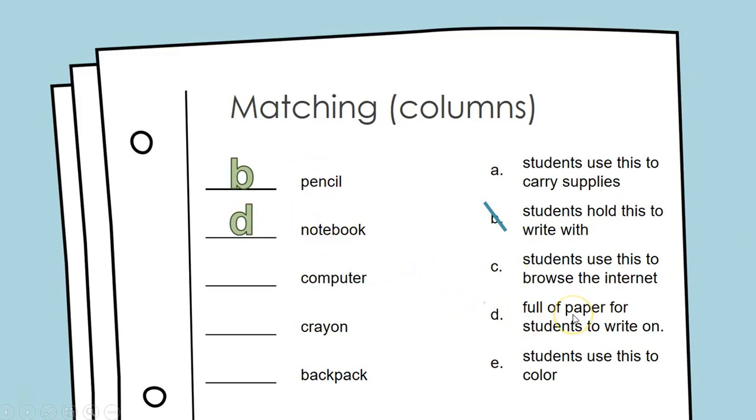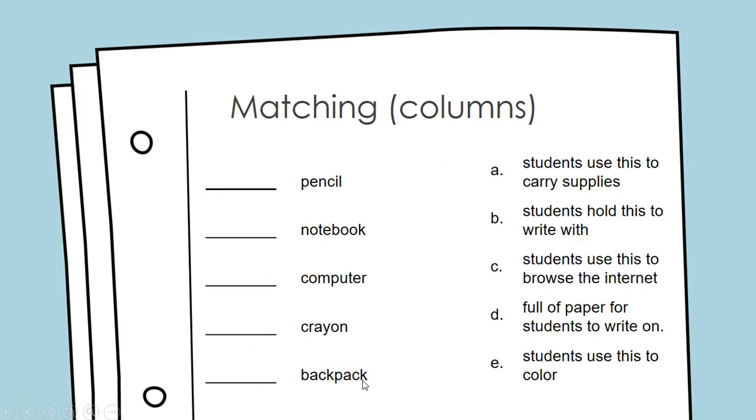Notebook, it's something that's full of paper for students to write on. Let's cross that out. Next, a computer. This should be easy. Students use this to browse the internet. And next, we talked about crayon, letter E. And so now we know, because we've crossed off all of these, and we only have one blank left, that automatically backpack is letter A, because we don't even have to read this. So that's called process of elimination. We take away all the other options by thinking about them, and then we automatically know the last answer.